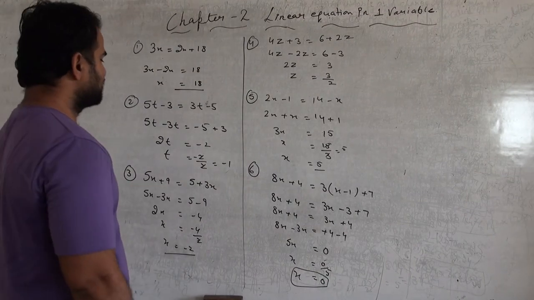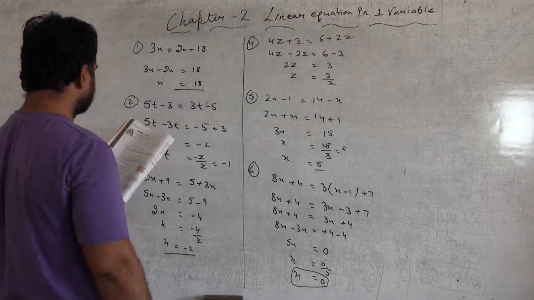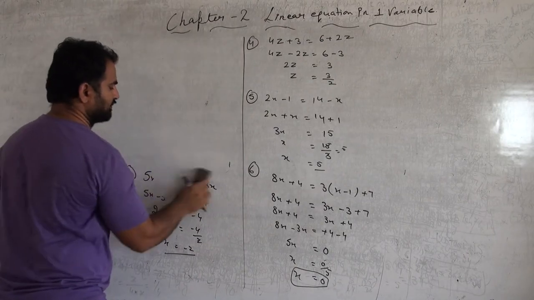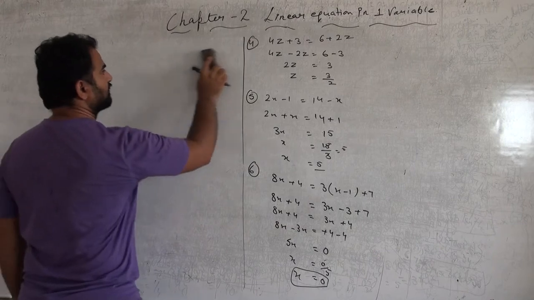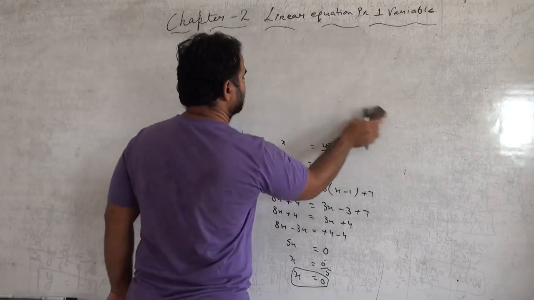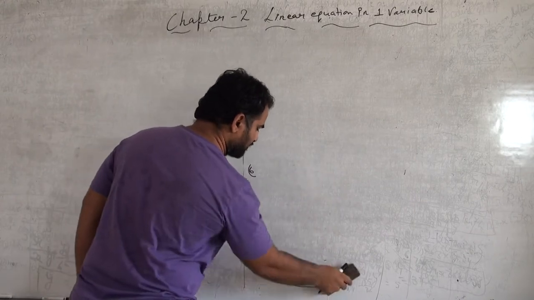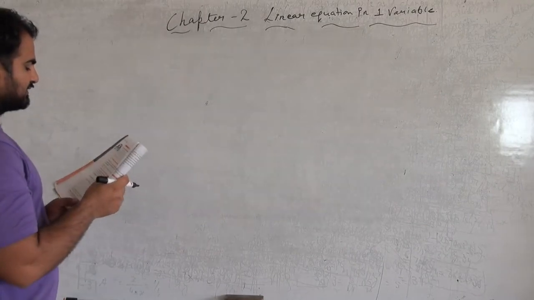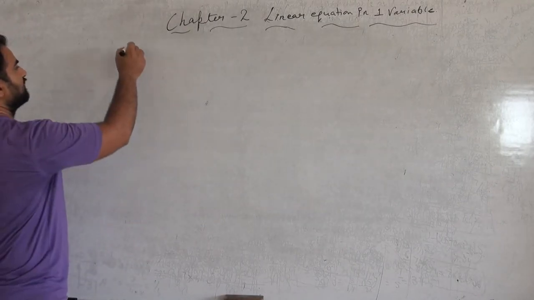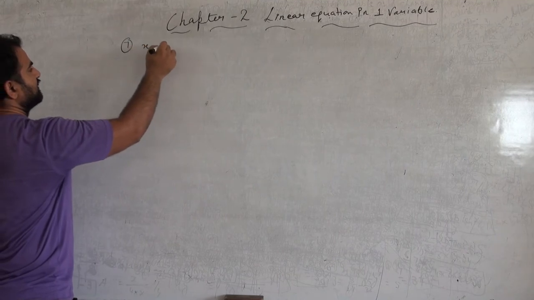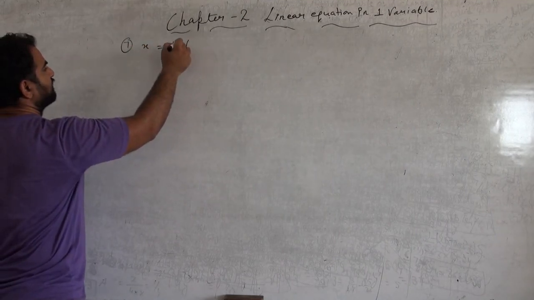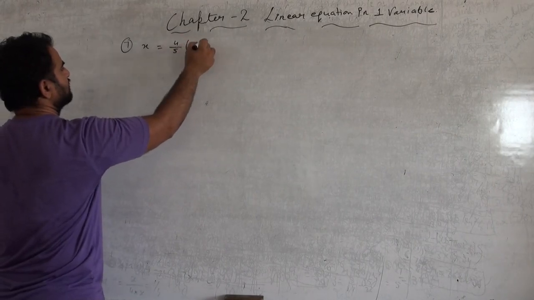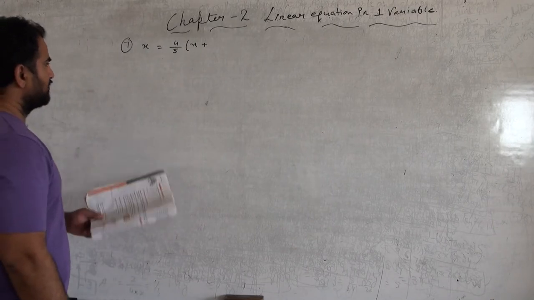Okay, next question is question number 7. Question number 7 is x equals to 4 upon 5 bracket x plus 10.